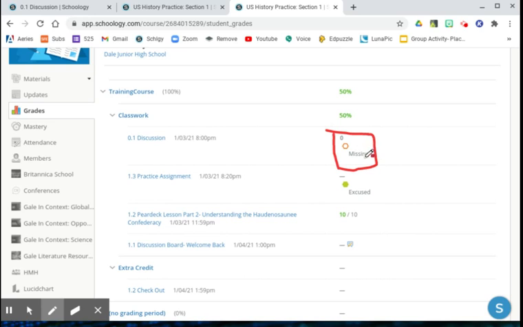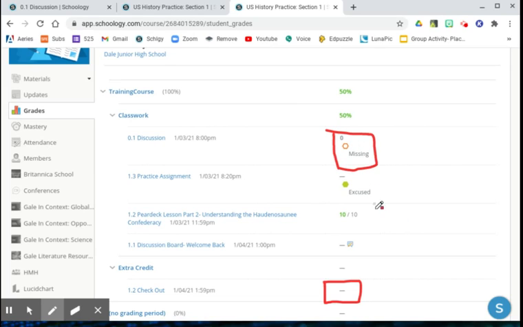is if it says missing, right? That means I went to the grade book and I marked it as missing. So you see the 0, you see the missing sign. The other way you know it's missing is if there's this little dash. So 1.2 checkout, it has this little dash here. That means you have not done it yet. You have not turned anything in.